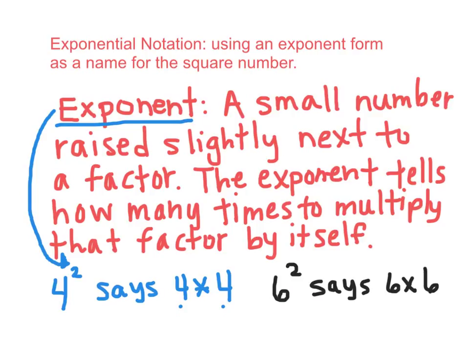a square number. Looking at the number 6 squared, so we call it 6 squared, says that factor 6 is multiplied by itself. That's what the square does.